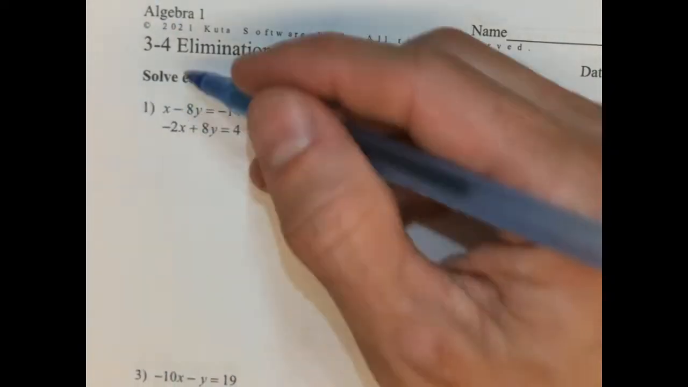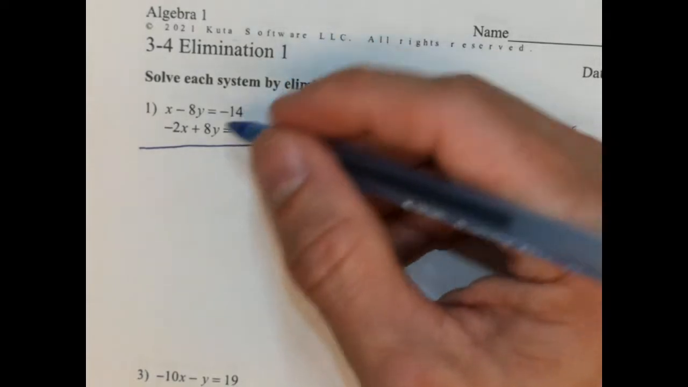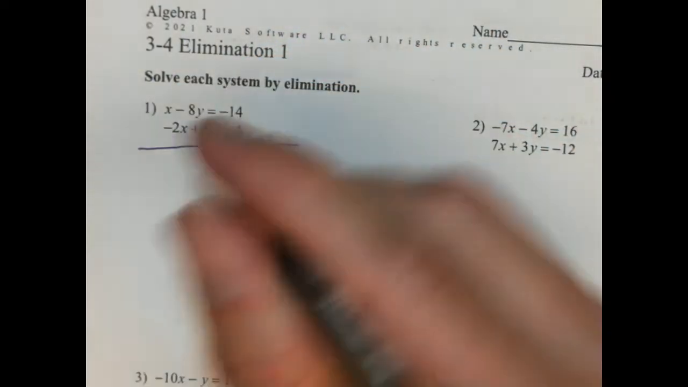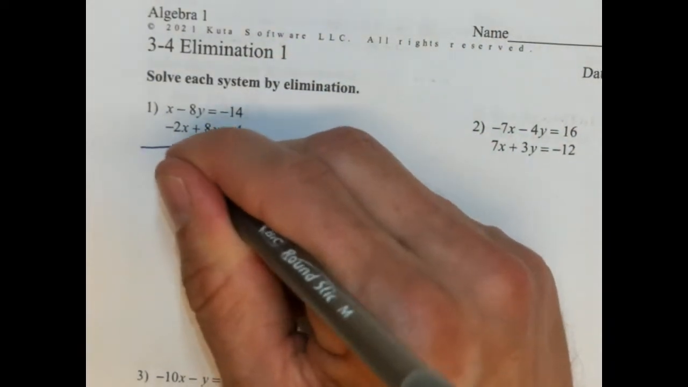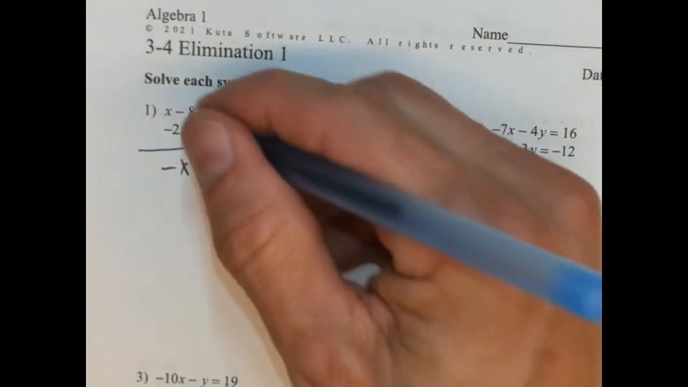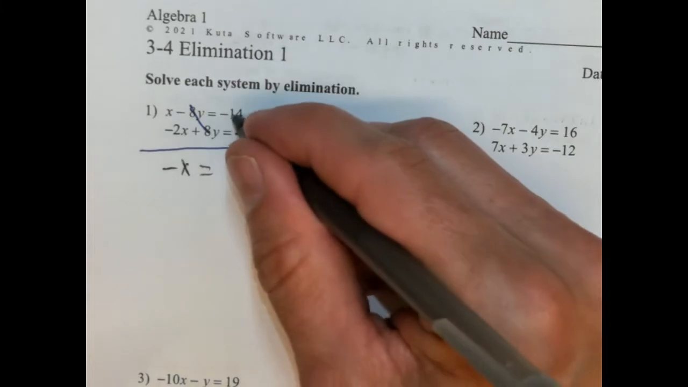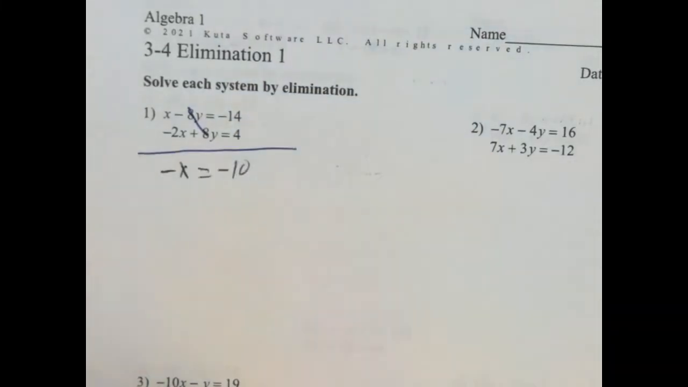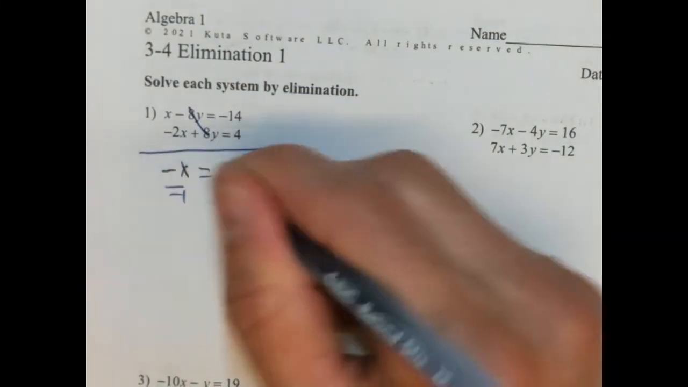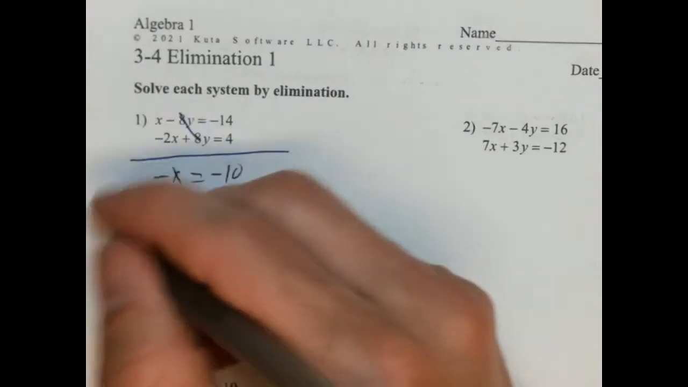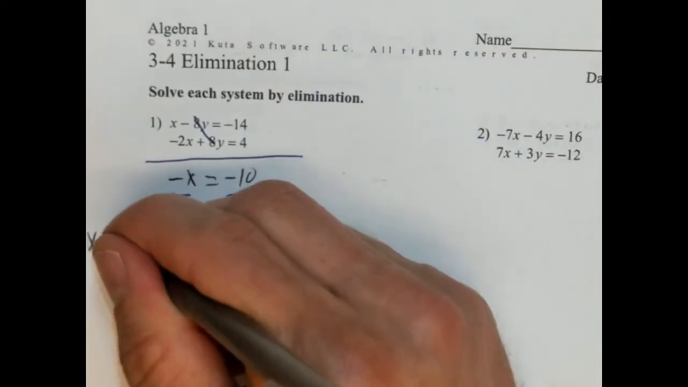So you'll notice that we're going to basically squish these two equations together. We're going to combine them. So 1x minus 2x would be -x. -8y plus 8y would cancel out. It would be 0y equals. And then -14 plus 4 would be -10. So now we just solve for x. So we divide both sides by the coefficient, which is -1. And x equals +10. Okay.